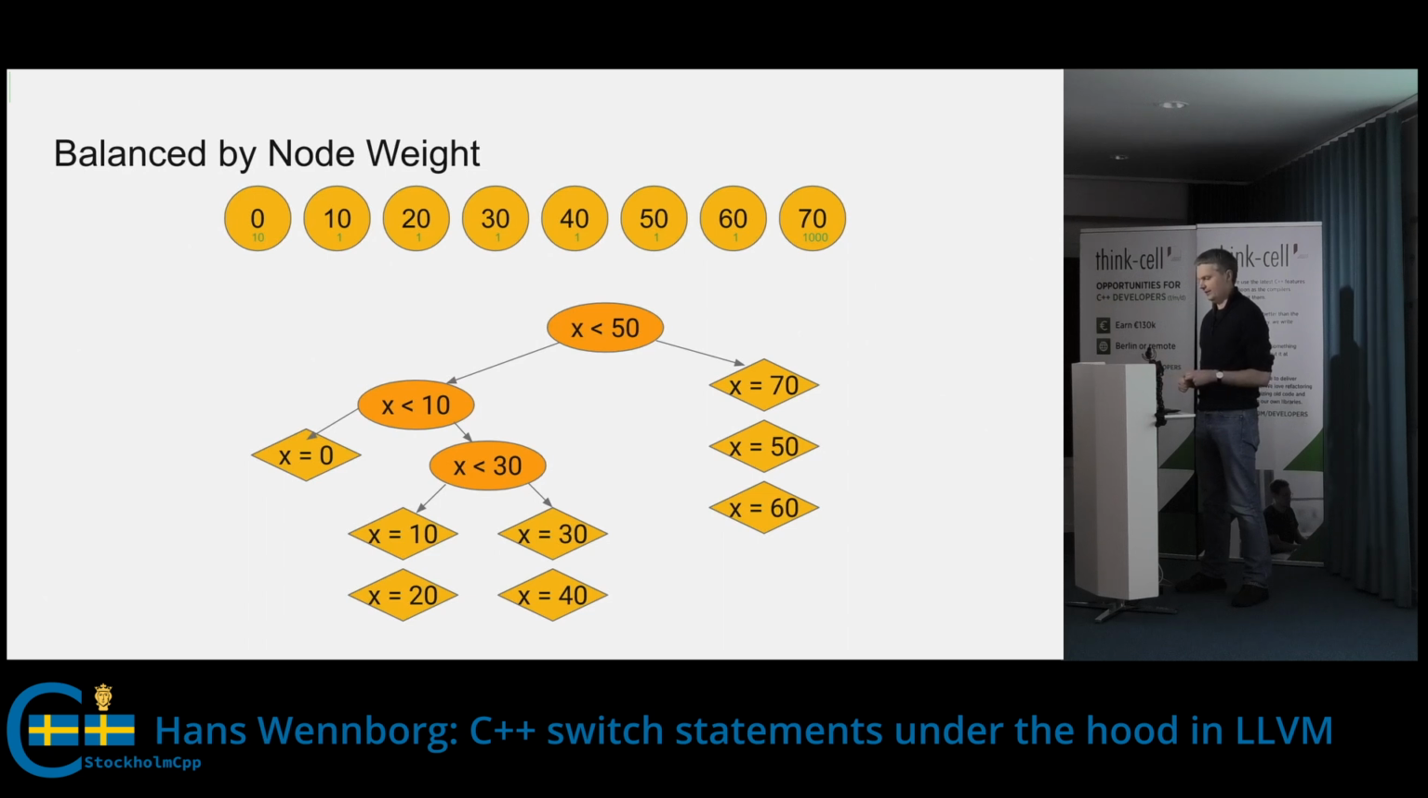So in this example, case 70 has much higher weight than the others, and it will be put closer to the top, so we need fewer comparisons and branches to get to that. So although this tree looks slightly unbalanced, it's actually more optimal for this profile, at least. Also, for the straight comparisons, we will, of course, do them in the order of how common the cases are, so most common case first.